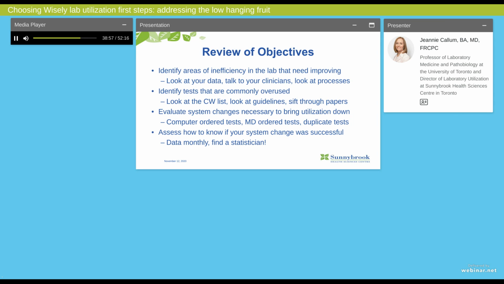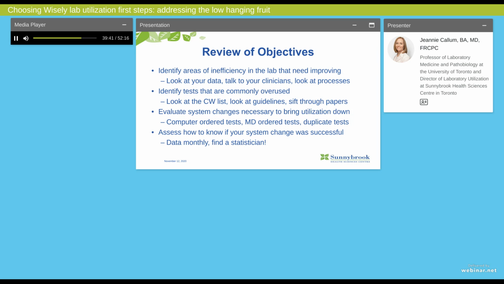Okay, so now I'd like to just review those objectives that we had and summarize what I've talked about. So the first thing is to identify areas of inefficiency in your lab that need improving. Really important to look at your data, talk to your clinicians, find out what they think is an overused test at your hospital, and look at all your different processes and find out what are the things that you could harness to make change. How do you order your tests? Do you have computerized physician order entry? Do clinicians have their own order groups that you could modify? How would you actually be able to harness that to generate change?